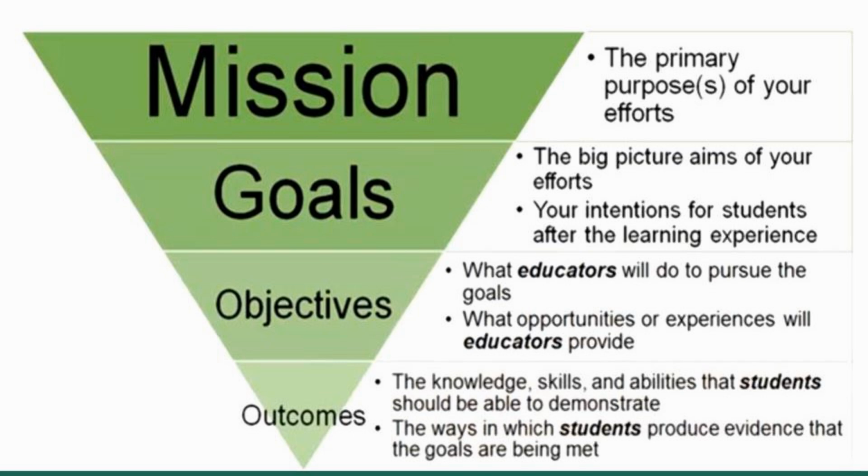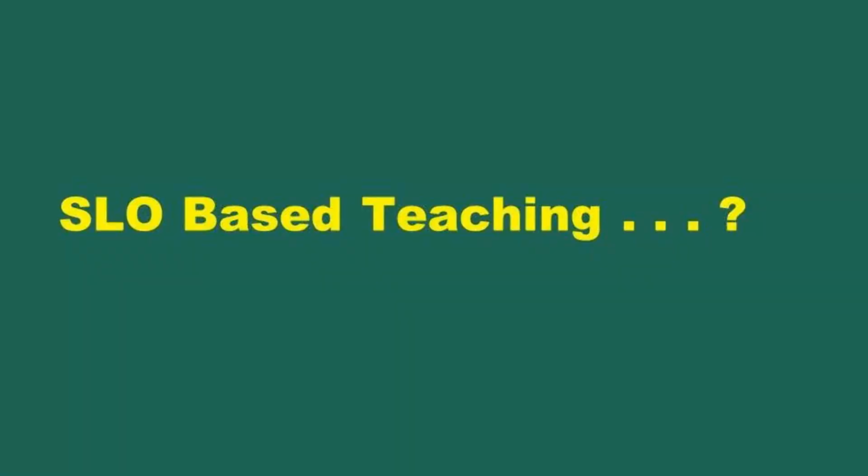What educators will do to pursue the goals, what opportunities or experiences will educators provide. And then we have outcomes. Outcomes means what students learned, the knowledge, skills and abilities that students should be able to demonstrate, the ways in which students produce evidence that the goals are being met.